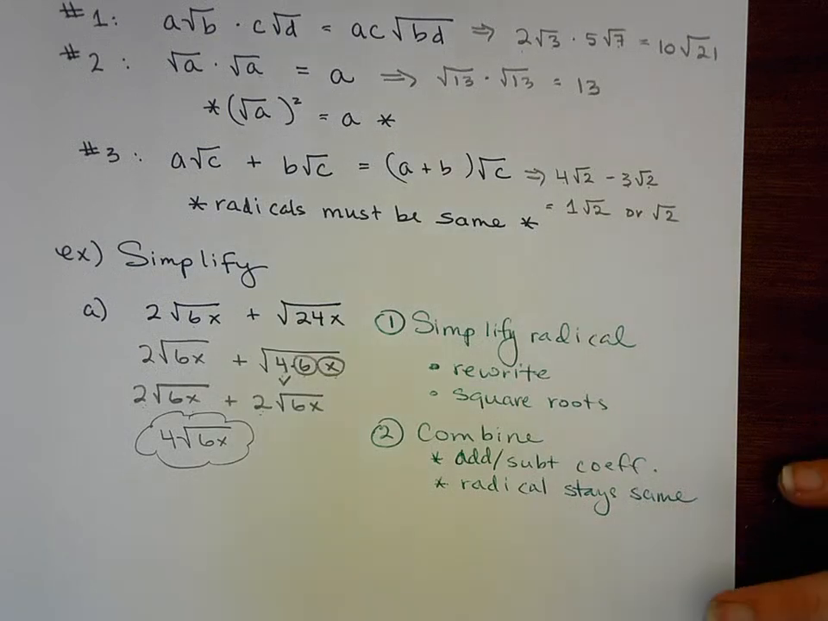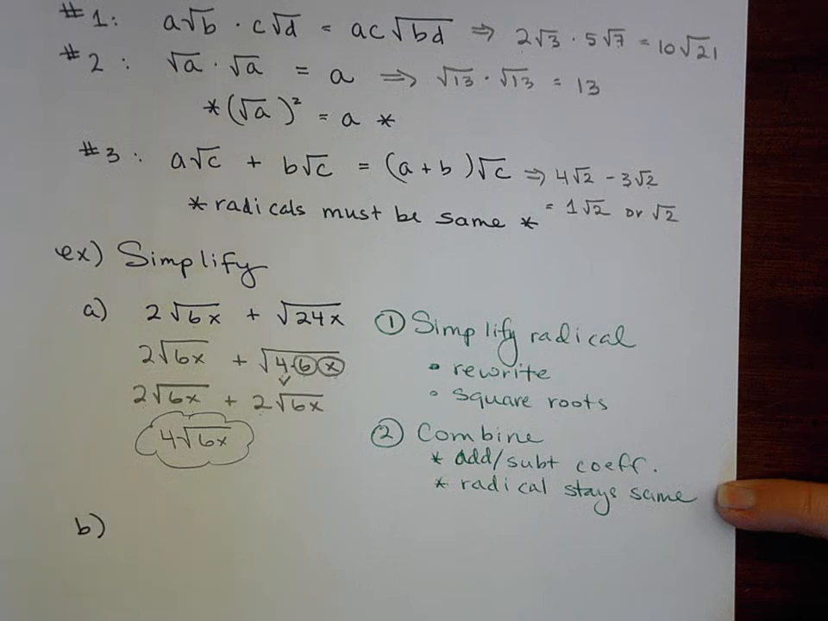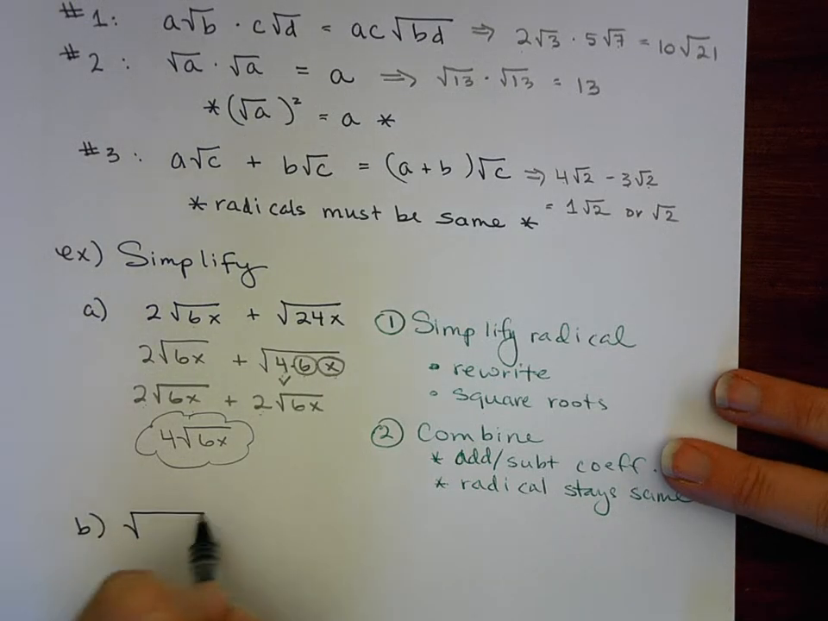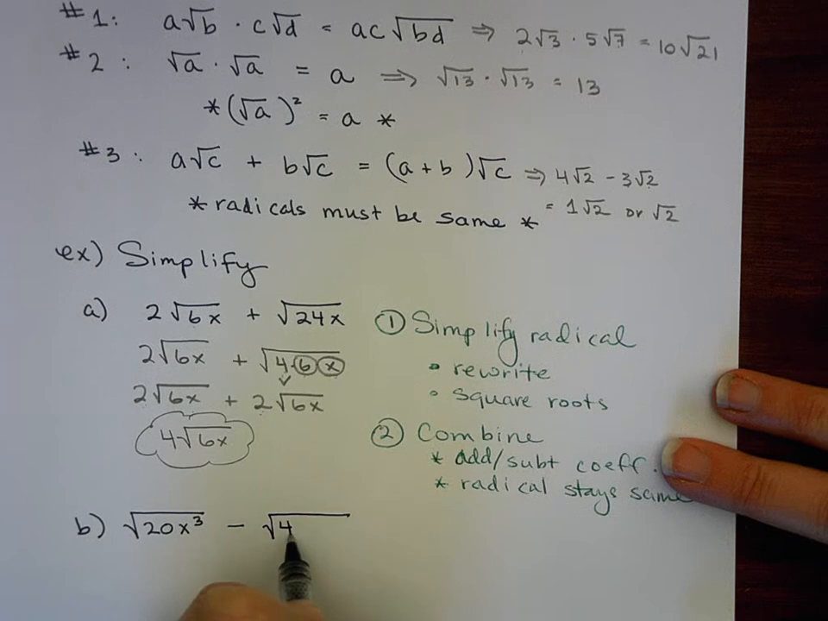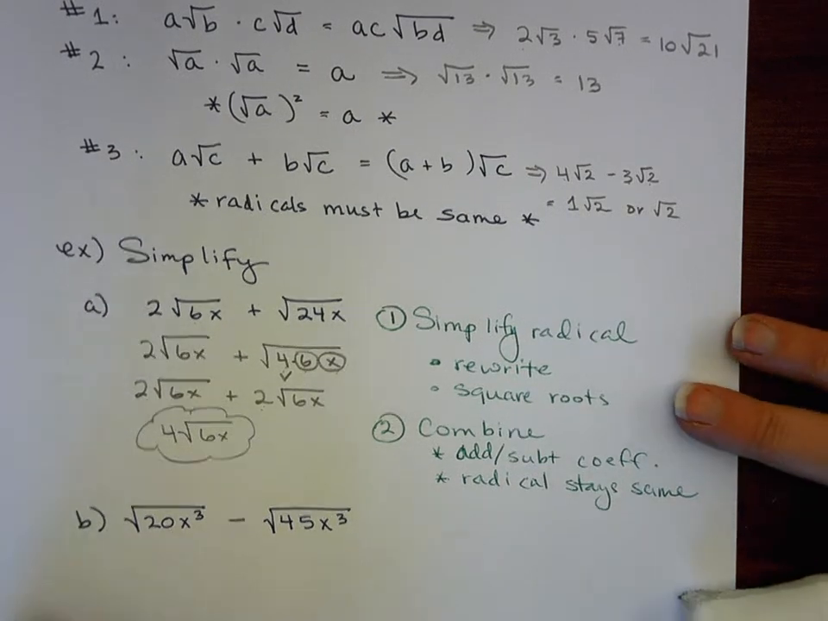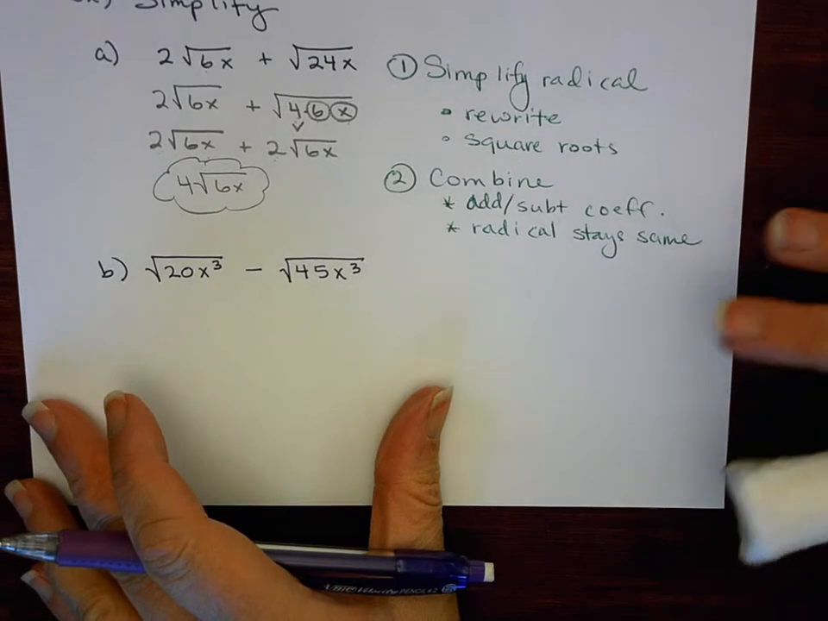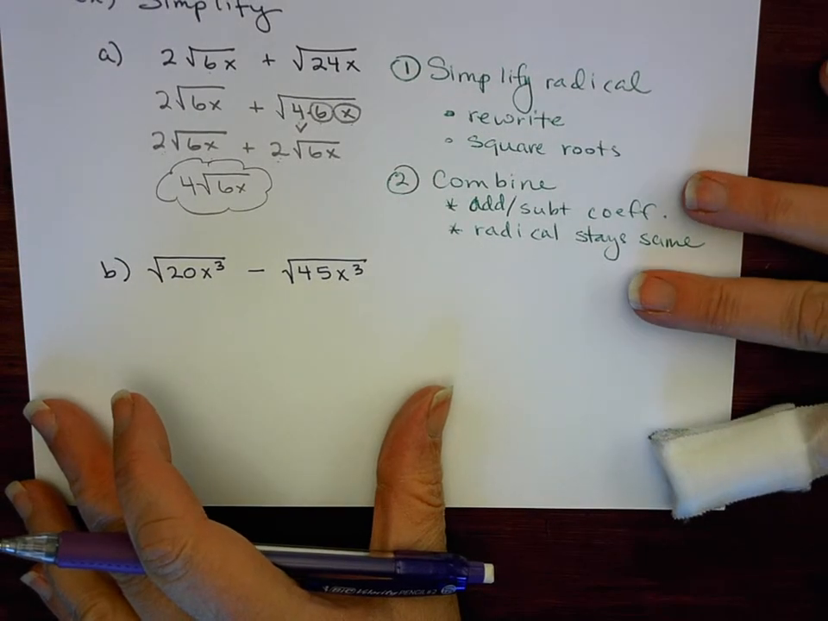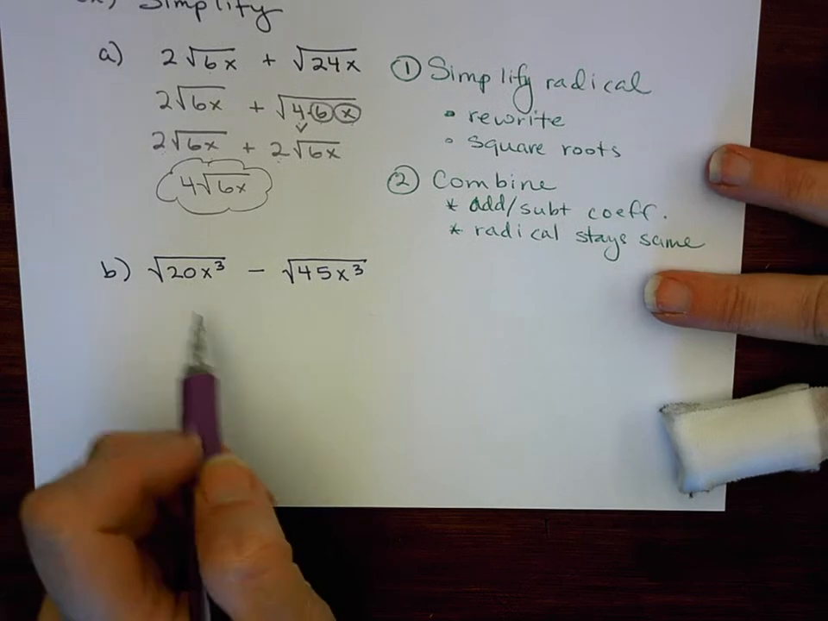Okay, and let's do another one here. Okay, so we're going to go through and we're going to simplify first, right? So I look at 20, and I can rewrite 20 as 2 and 10, 4 and 5. And so again, the only thing I actually know the square root of is 4. So that means I'm going to rewrite.